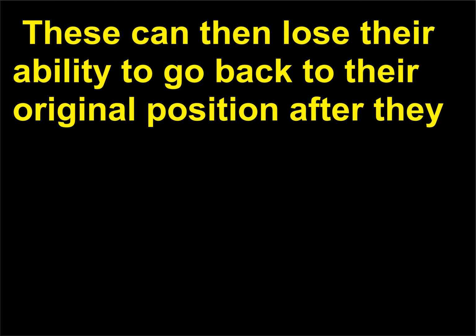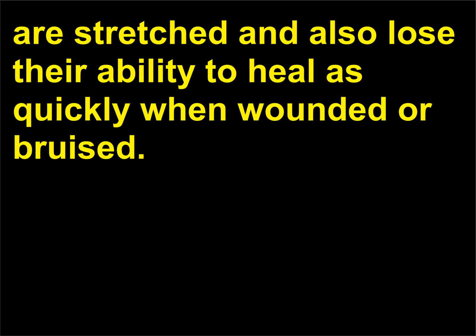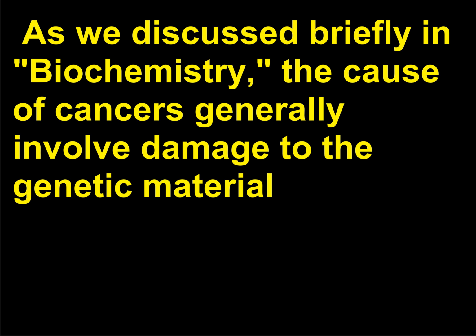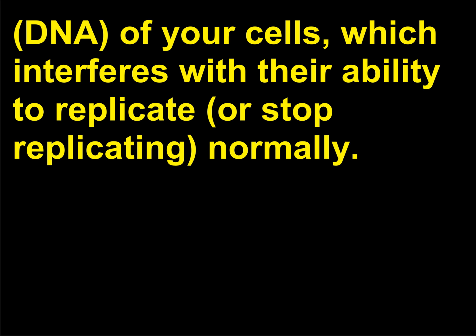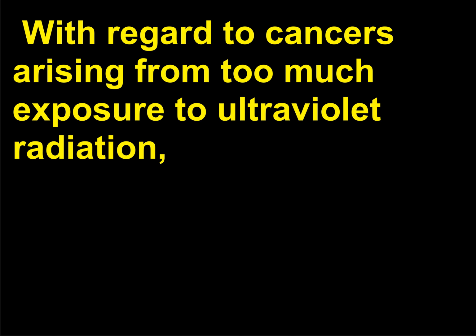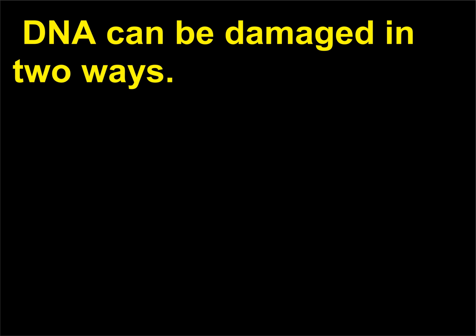These can then lose their ability to go back to their original position after they are stretched, and also lose their ability to heal as quickly when wounded or bruised. As we discussed briefly in biochemistry, the cause of cancers generally involve damage to the genetic material, DNA, of your cells, which interferes with their ability to replicate, or stop replicating, normally. With regard to cancers arising from too much exposure to ultraviolet radiation, DNA can be damaged in two ways.